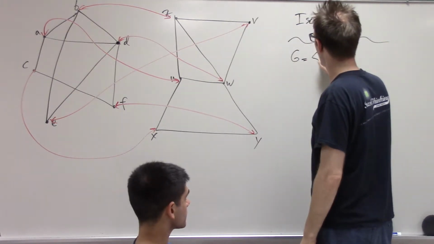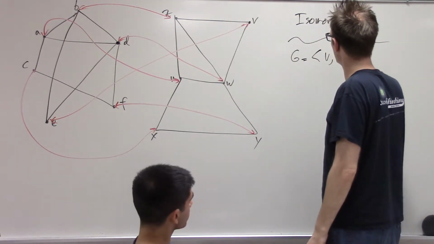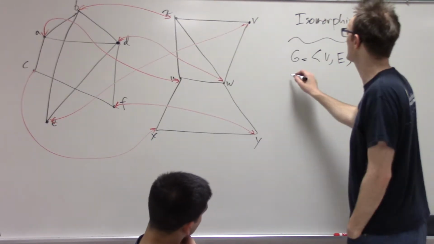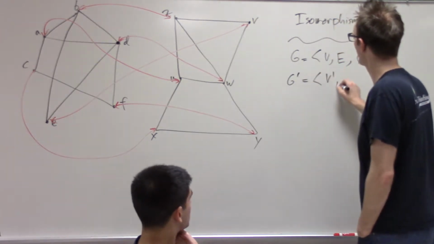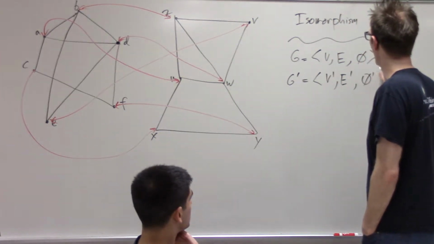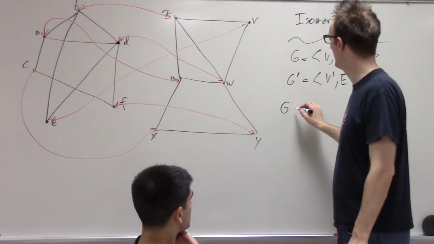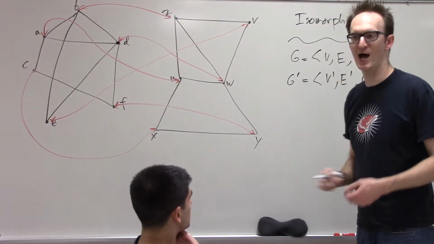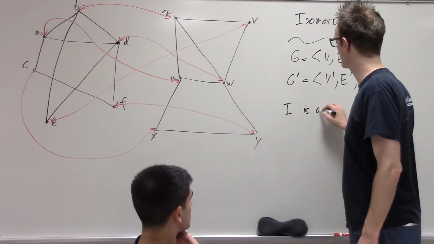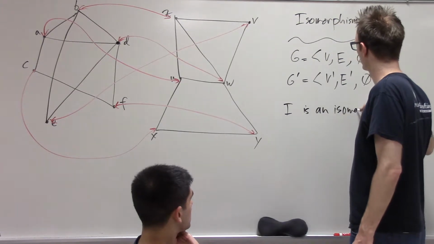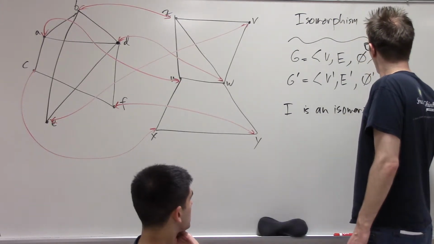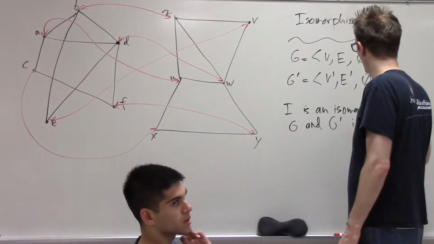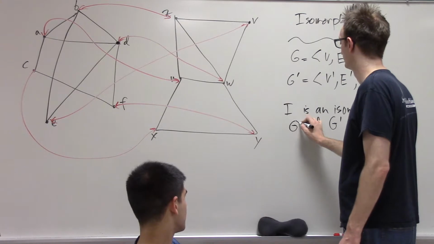So if G is a graph with a certain set of vertices, a certain set of edges, and the phi function mapping edges to vertices, and you have a graph G prime, which is V prime, E prime, phi prime, then we say, there's this Greek letter that I can't quite do very well, so I'm just going to use I. I is an isomorphism between G and G prime, if and only if.